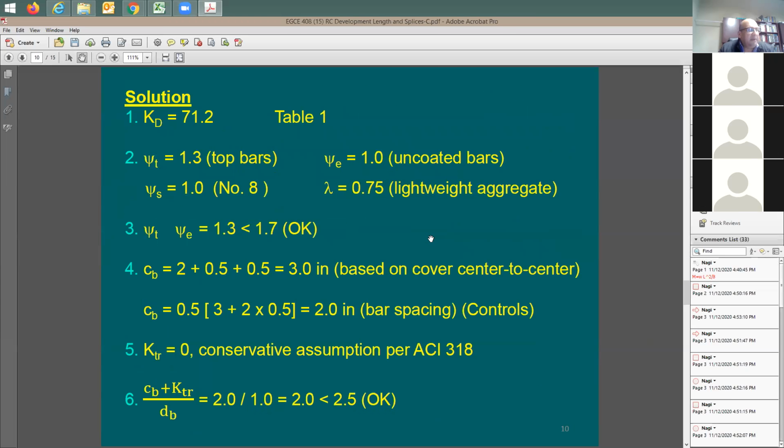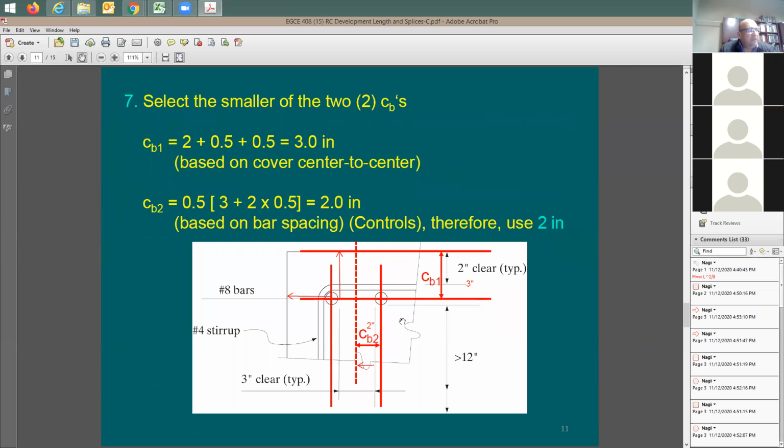All right, how about C sub B? I'm going to have two values for C sub B. If you recall, C sub B is going to be the cover of the rebar, right? We have two ways of doing this C sub B. When you have more than one rebar next to each other and you're working on this rebar, you need to check the top cover, which is going to be C sub B1, and C sub B2, which is going to the midpoint between the two rebars, right? So it's going to be C sub B1 and C sub B2.